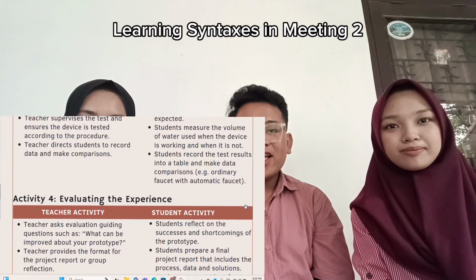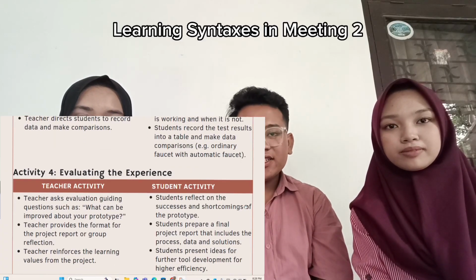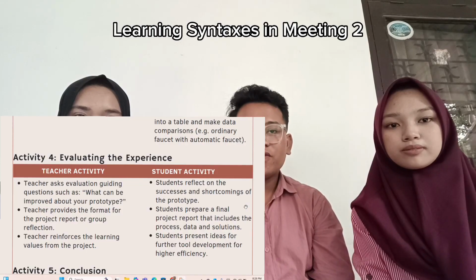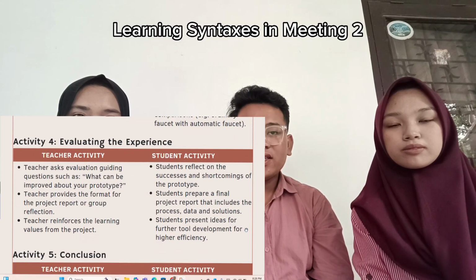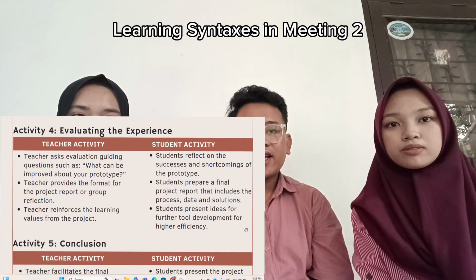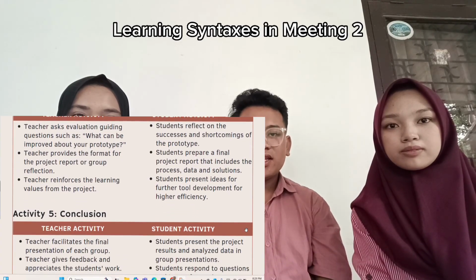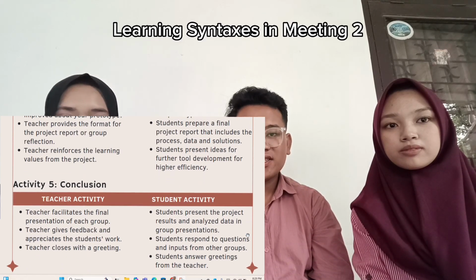Okay, activity 4 is evaluating the experience. Here, students reflect on the successes and shortcomings of the prototype. And then students prepare a final project report that includes the process, data, and solution. And then activity 5 is conclusion. Here, students present the project results and analyze data in a group presentation.